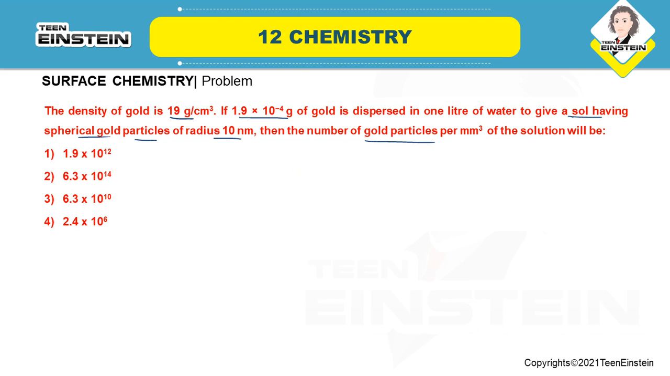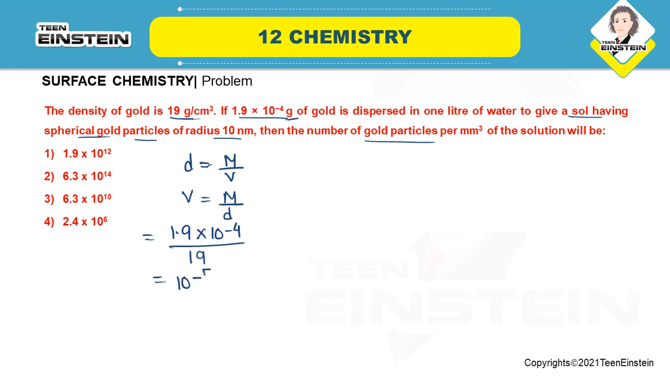There are 4 options. So what we will do, here density is given, mass is given, right? When density and mass are given, we know that density is mass by volume, but here we have to find the volume. So we will do mass by density. It will be 1.9 × 10 to the power minus 4 gram divided by 19. Be very careful about the units. Here it is in gram, and it is also in gram per centimeter cube. So the value of V you will get in terms of centimeter cube.